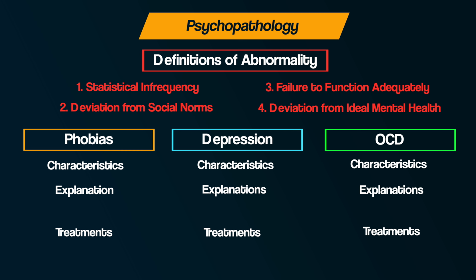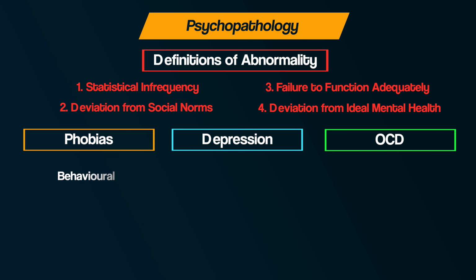Now on the specification, phobias, depression, and OCD are each considered from one approach. Can you remember which approach is the focus for phobias, for depression, and for OCD? For phobias, it's a behavioural approach, for depression, it's a cognitive approach, and for OCD, it's a biological approach.